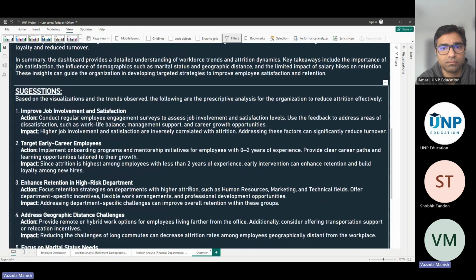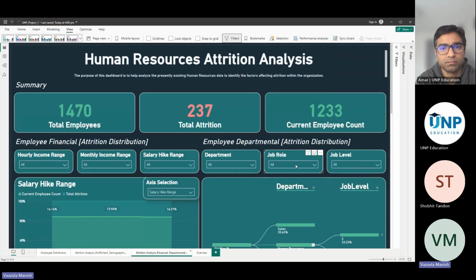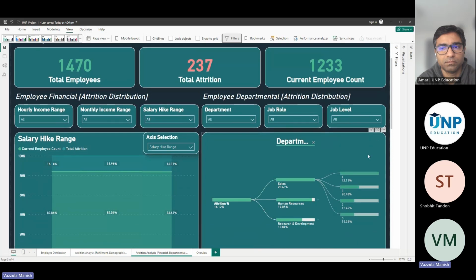And we have some other factors like enhancing retention in high risk departments. So we see that certain departments like sales are way more likely to attrite out of the company, and there might be more people leaving. So we should focus more on them and try to understand what their issues are and why they're leaving the company. And we should also obviously focus on why people with lower job levels are leaving more than people with higher job levels.